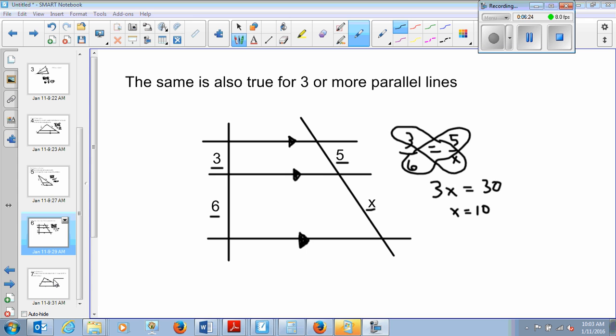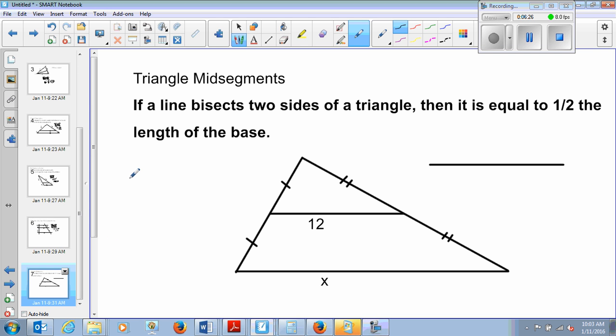Not too difficult. The last thing we get to is a little bit different. Triangle midsegments. If the line bisects two sides of a triangle, so this is actually the midpoint of that side of the triangle, and this right here is actually the midpoint of this side. Now it's shown with bisectors, meaning that this is congruent to this, meaning that's in the middle. And this segment here is congruent to this segment, making that point exactly in the middle.